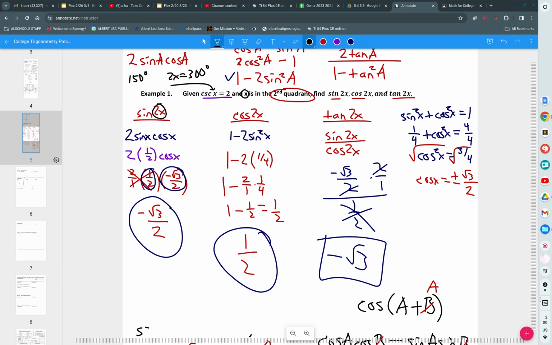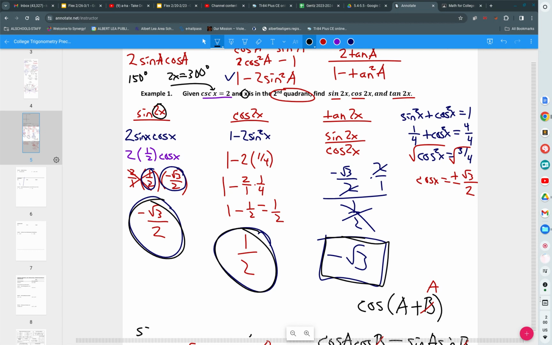What quadrant is that? Fourth quadrant. And sine is negative in the fourth quadrant. Cosine is positive in the fourth quadrant. And tangent is negative in the fourth quadrant. So remember that your final answer doesn't need to pair up with that. That make sense? Okay, take out your homework.